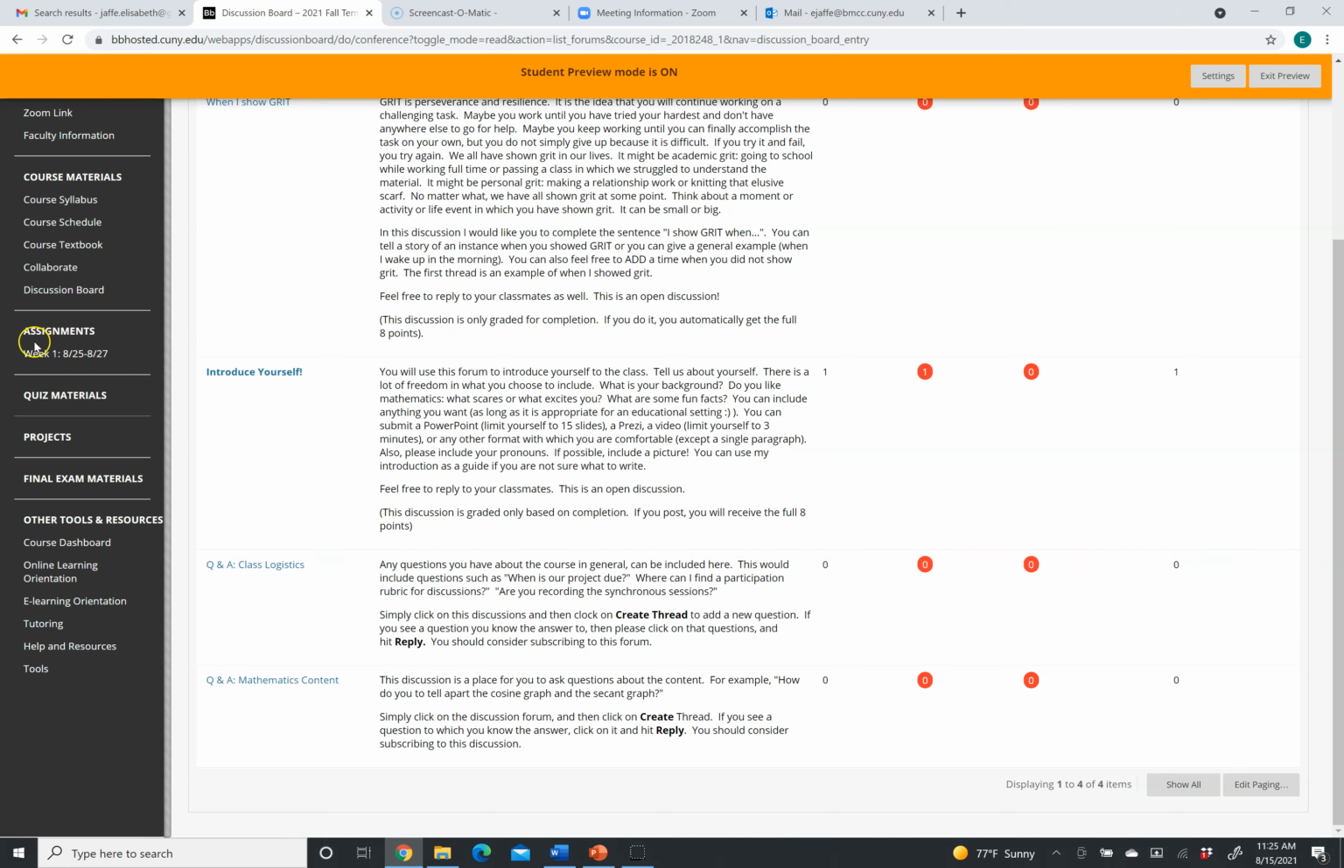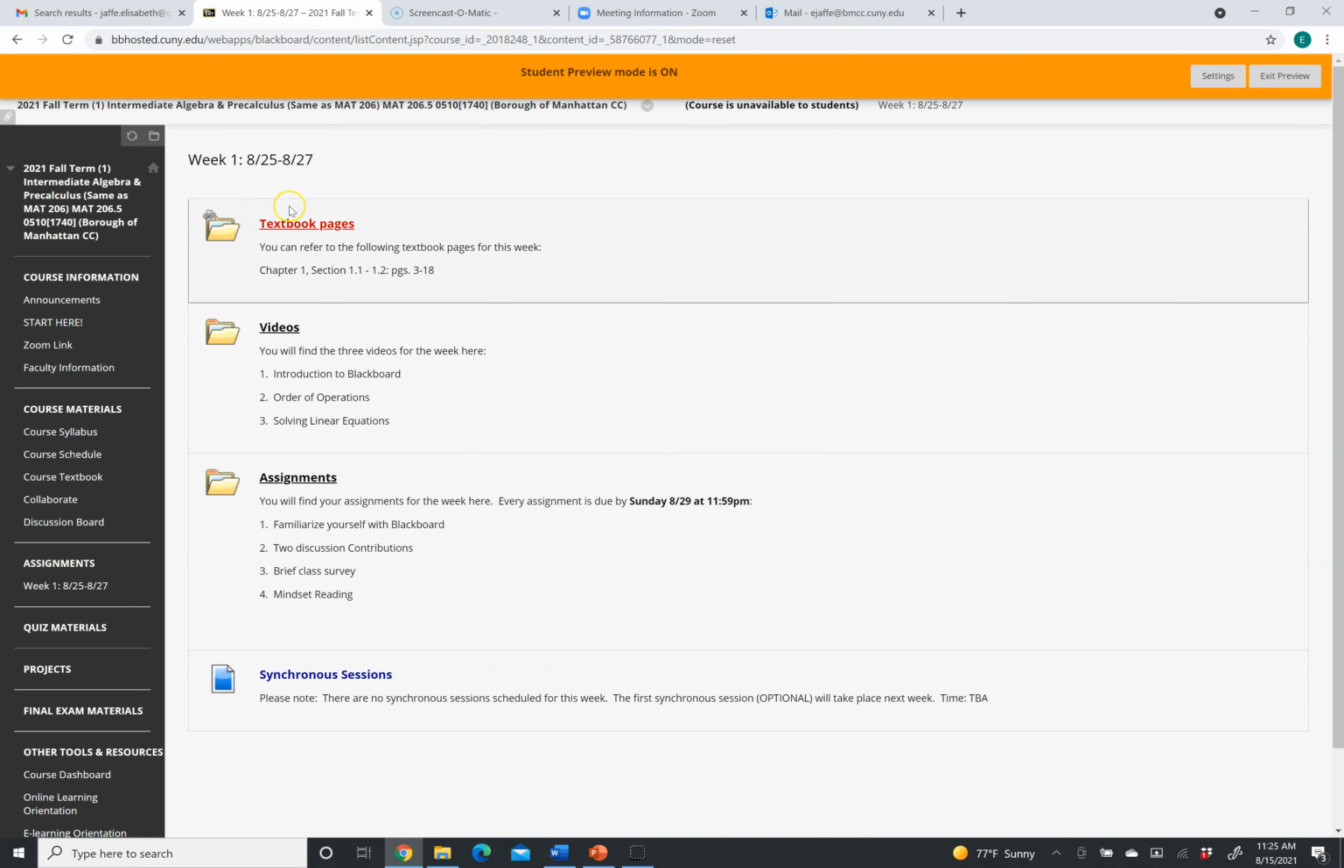Next, you have your assignments. This is where you're going to find everything that you have to do on Blackboard for the week. So week 1, you see, and this is how it's going to be organized every time. There's textbook pages. This is where you can go in the OER textbook that you see here, and you can look and find information about the topic.